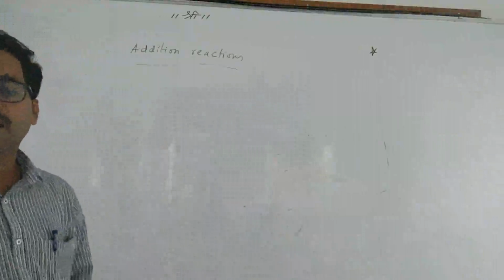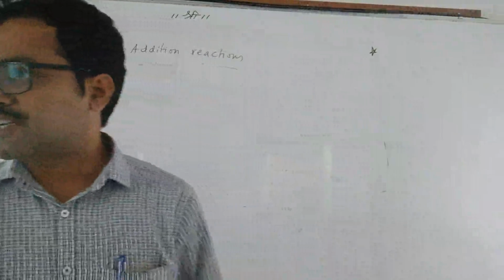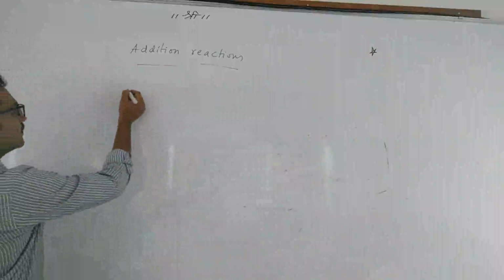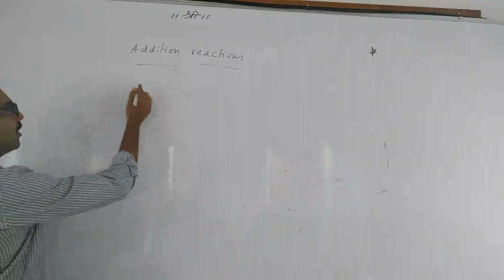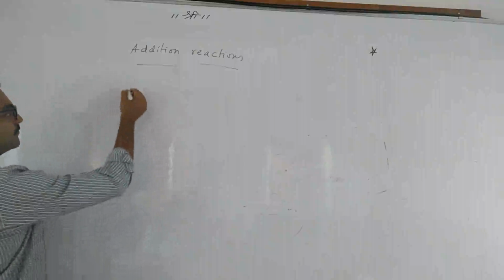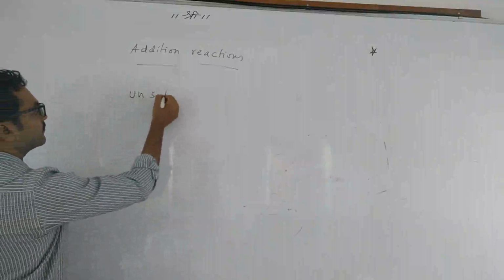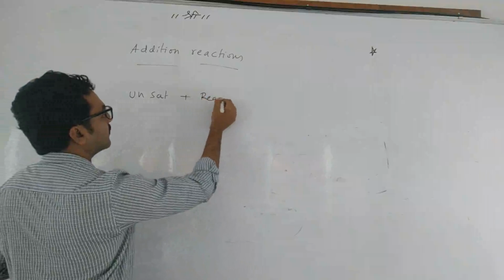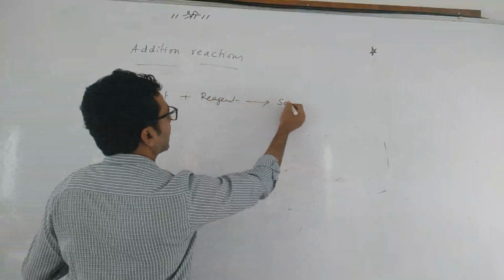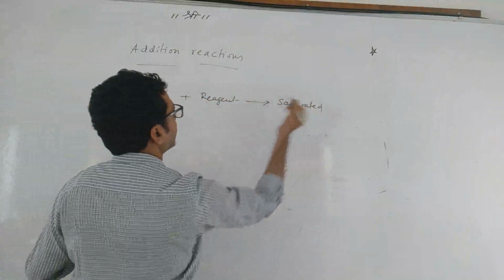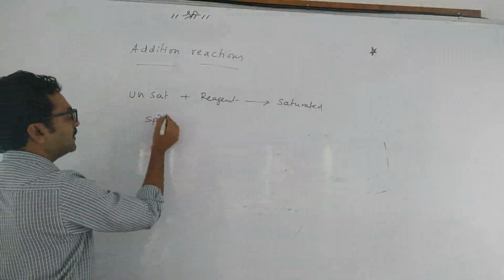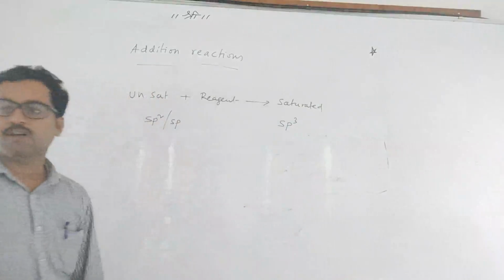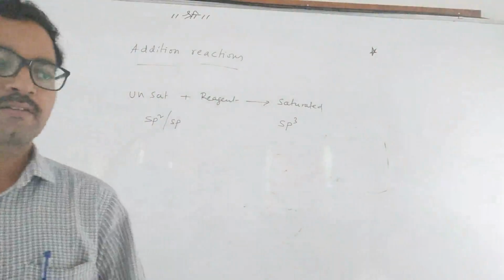Here an unsaturated compound becomes a saturated one, means sp2 becomes sp3. So an unsaturated compound on addition will become a saturated one. Means sp2 or sp carbon will become sp3, because saturated means all the carbons are filled.